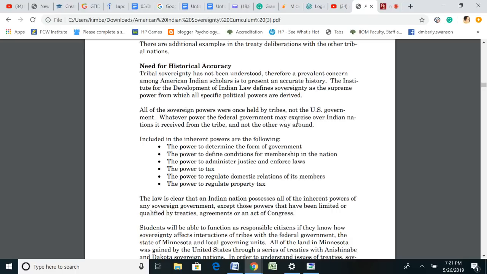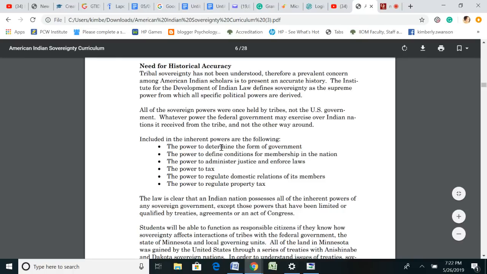And it says, including the inherent powers of the following. The power to determine the form of government, the power to define conditions of membership in the nation, the power to administer justice and enforce laws, the power to tax, the power to regulate domestic relations of its members, the power to regulate property. And see, while I'm saying they've got all these powers, taxes, I think that's a big issue.